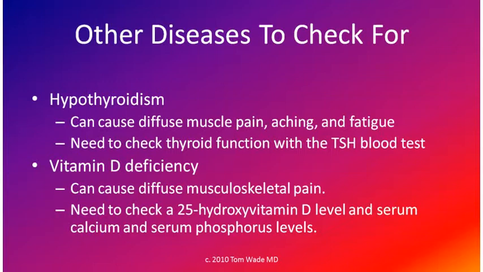Hypothyroidism, low thyroid hormone level, can cause diffuse muscle pain and fatigue. We check this with a blood test called the TSH, thyroid stimulating hormone. Treatment is with thyroid medicine. Vitamin D deficiency can also cause diffuse muscle pain and fatigue, and we check this with a 25-hydroxy vitamin D level, and perhaps with calcium and phosphorus blood tests. Treatment is with vitamin D.